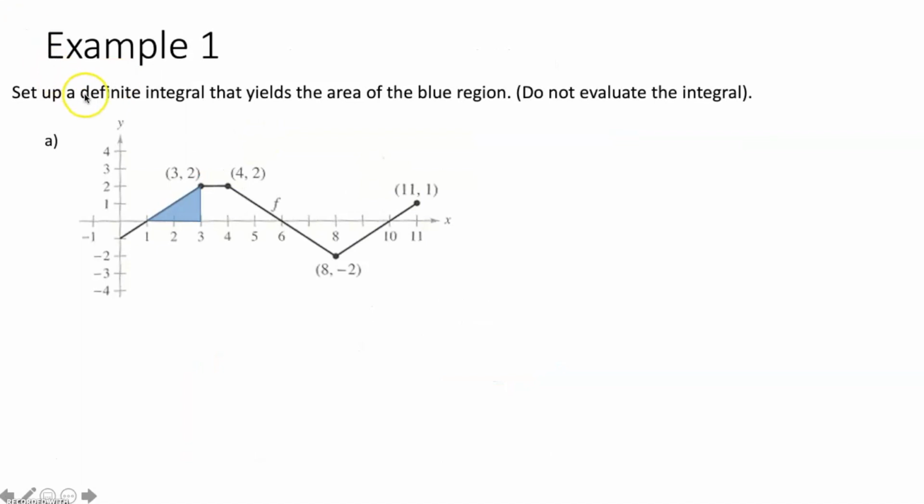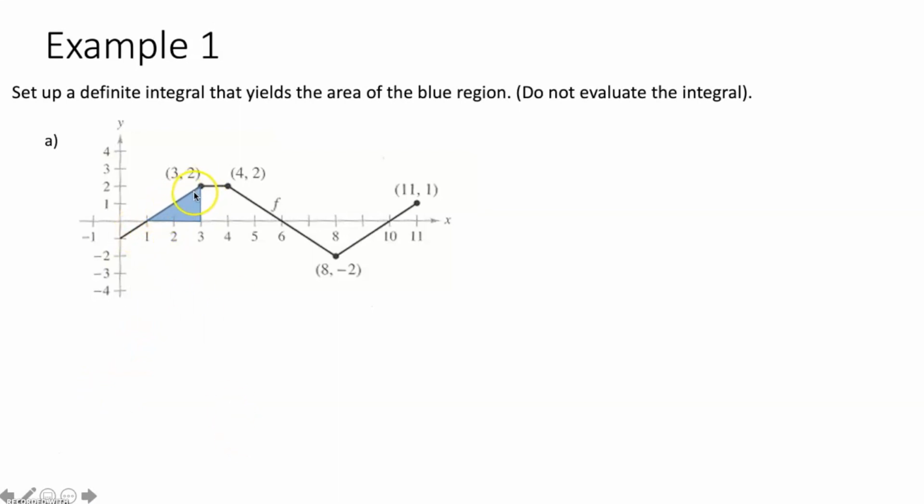Now example 1 says set up a definite integral that yields the area of the blue region. Do not evaluate the integral. So right here we have this triangular blue region, and we want to set up a definite integral that will give you the exact area of that blue region. Well, if you recall, a definite integral is going to go from the beginning of your interval to the end of your interval. So this area right here starts at x is equal to 1 and ends at x is equal to 3. So we're going to have the integral from 1 to 3 of your given function times dx.